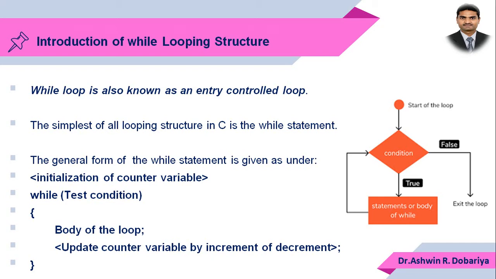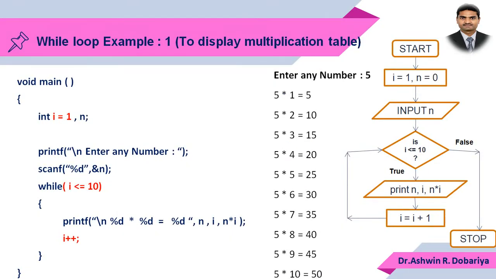Now let's discuss a few examples. This is again the same example, to display the multiplication table as per the input number. Here we require one counter variable, that is i, and it is a number, that's why we have declared it as an integer, and one variable n that will take input in this program. So enter any number, and suppose I input 5, then 5 will be stored in the variable n, and it will display the multiplication table of 5.